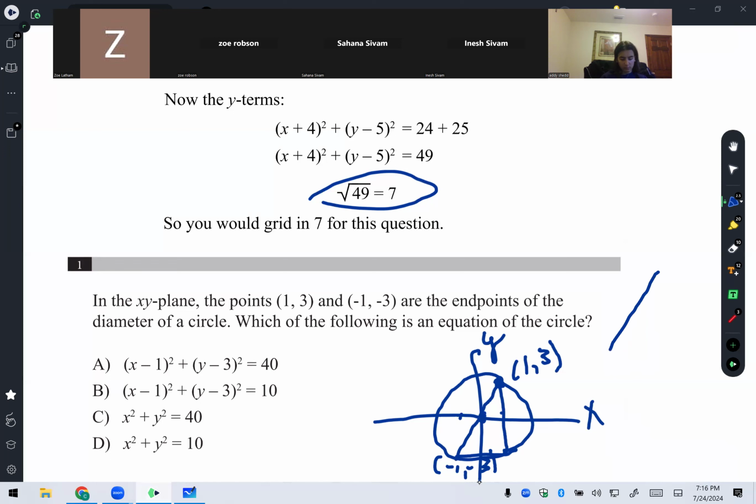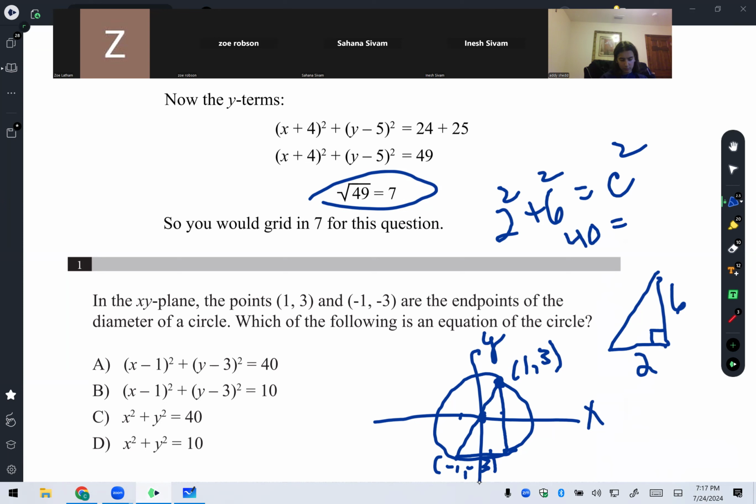But we don't guess here. So if I have my triangle, and that's the right angle. From -1 to 1 is 2. -3 to 3 is 6. So I'm just gonna do 2 squared plus 6 squared equals C squared. So 4 plus 36 is 40. So that's C squared, so I have to take the square root of both sides. So the square root of 40 would simplify if I took out a 4 as 2 square roots of 10.